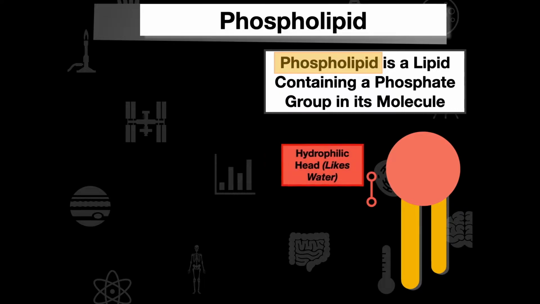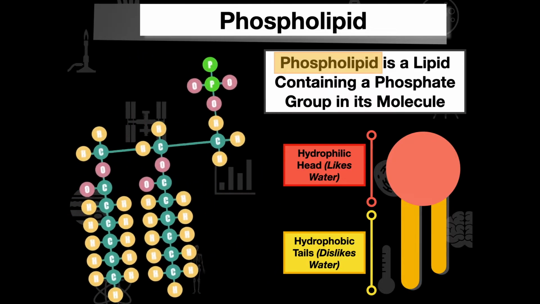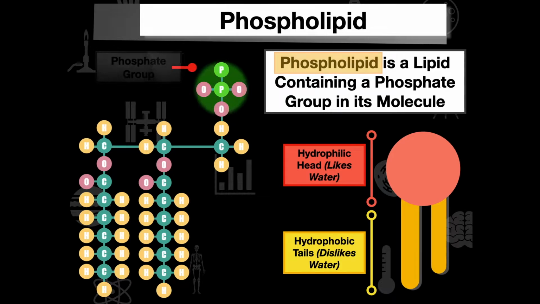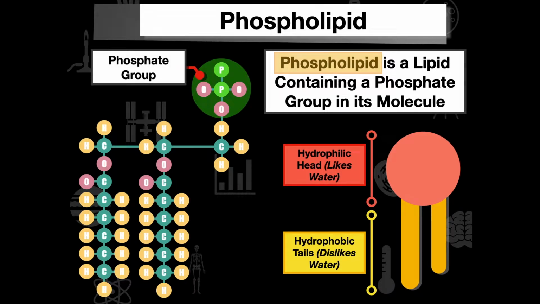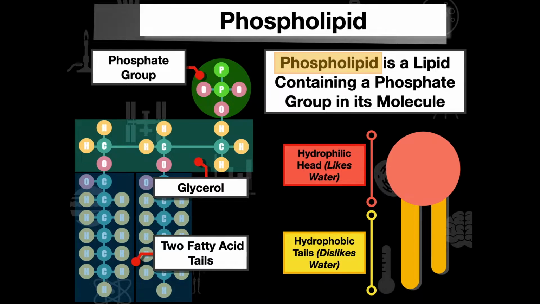So remember, a phospholipid is a lipid containing a phosphate group in its molecule. It's going to consist of 2 parts. It has a hydrophilic head that likes the water, and we have hydrophobic tails, those dislike the water. If we look here to the left, we can break that phospholipid down into a couple of parts. We have the phosphate group, we have our glycerol, and then we have our fatty acid tails.